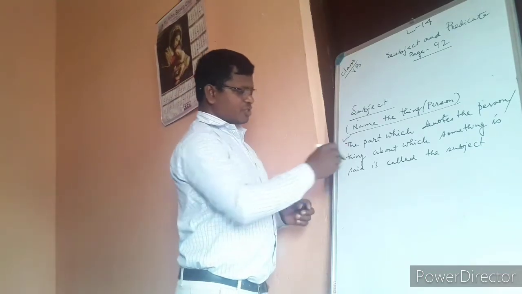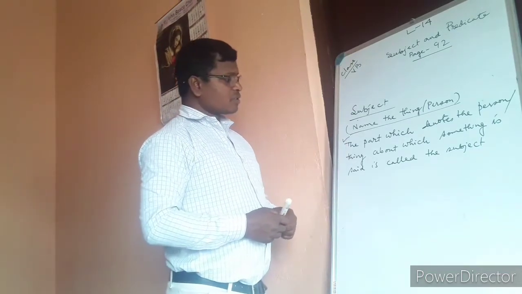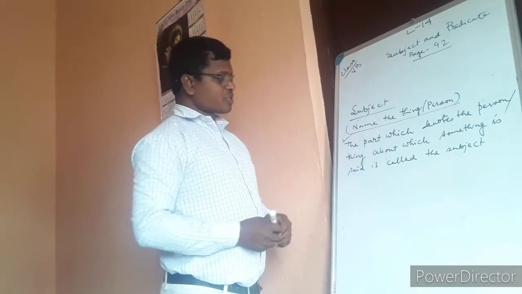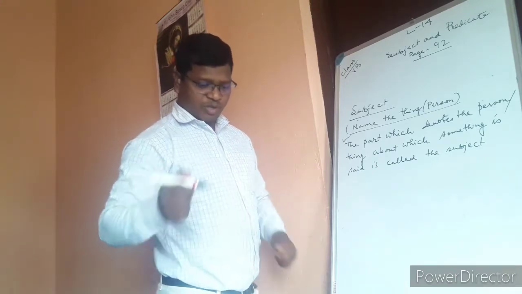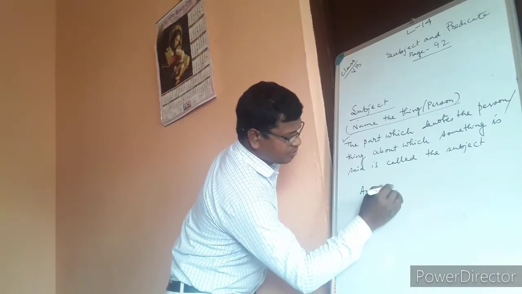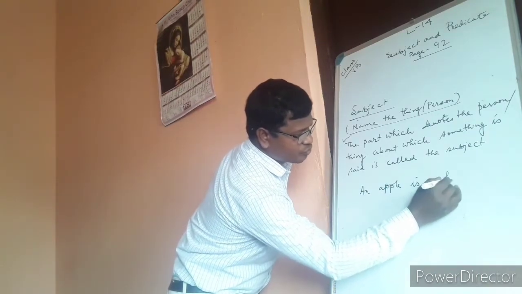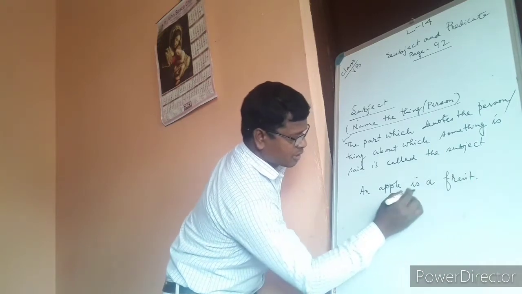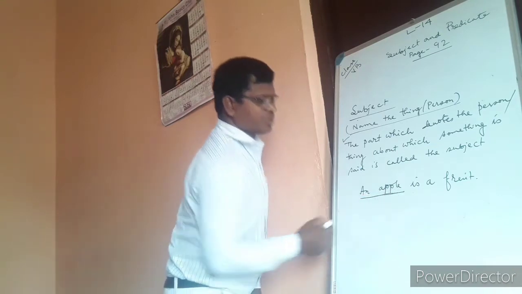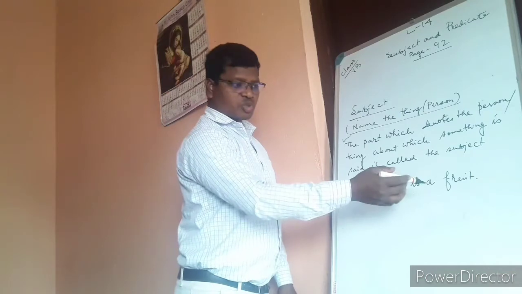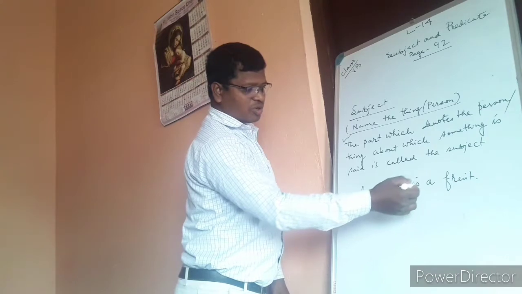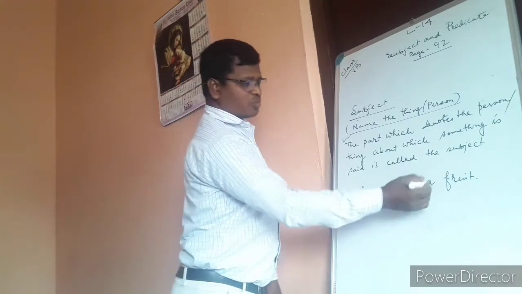So as a definition, the part which denotes the person or thing about which something is said. Just for an example, an apple is a fruit. Here, an apple. So what is the subject here? We name an apple in this sense. When we talk about the subject, what are we saying? We are saying it is a fruit. So that would be the predicate.